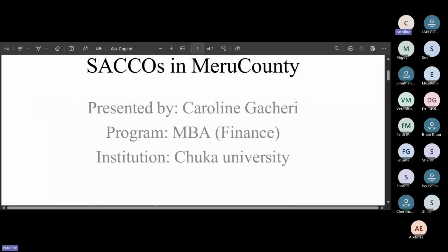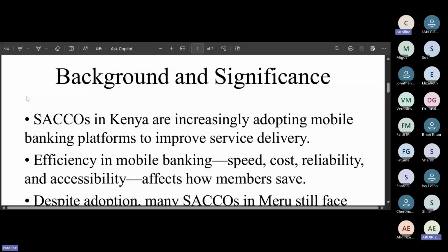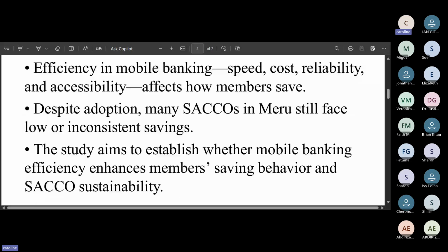The reason I chose that topic is because mobile banking has become central to SACCO operations, yet savings growth remains inconsistent. So I want to understand whether efficiency, that is speed, cost, and reliability, affects member savings behavior. SACCOs in Kenya are increasingly adopting mobile banking platforms to improve service delivery. Efficiency in mobile banking, that is through speed, cost, reliability, and accessibility, affects how members save. Despite adoption, many SACCOs in Meru still face low and inconsistent savings. The study aims to establish whether mobile banking efficiency enhances member savings behavior and SACCO sustainability.